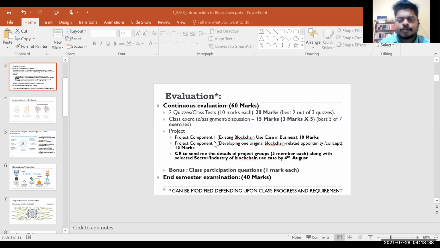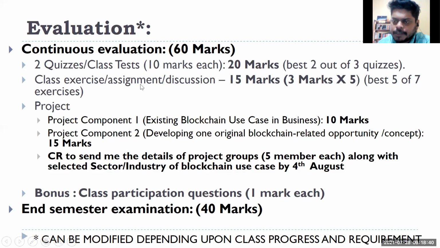So your evaluation will be of 60 marks. Out of that, there will be 3 quizzes. I'll take 2, that is 20 marks, 10 marks each. In between in the class, I'll give certain class exercises, certain caselets. I'll give around 7 and I'll take the best 5. So those are 15 marks. Then there is a project.